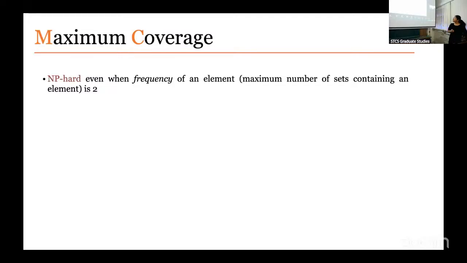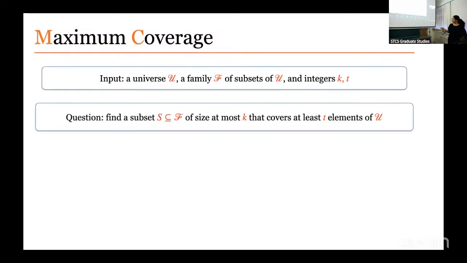So the problem is NP-hard even when the frequency is bounded. Go back briefly, I missed a sentence. Find a subset that covers at least t. So you're not maximizing, you just want a threshold? Yeah. You want to cover at least t.